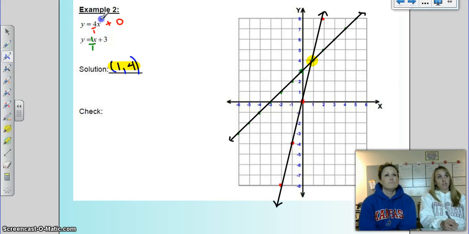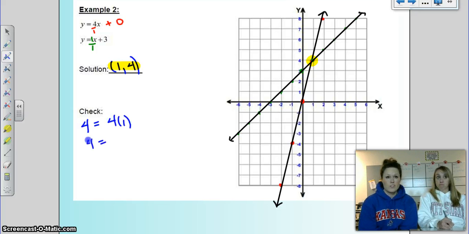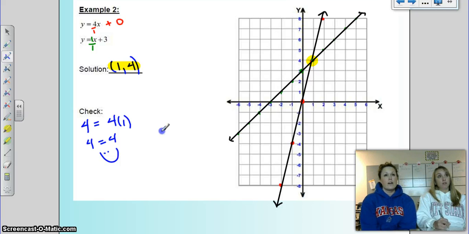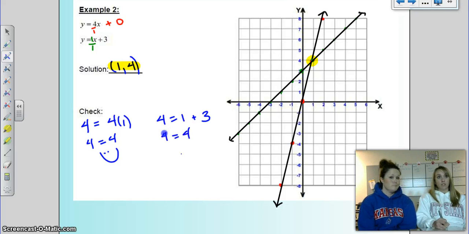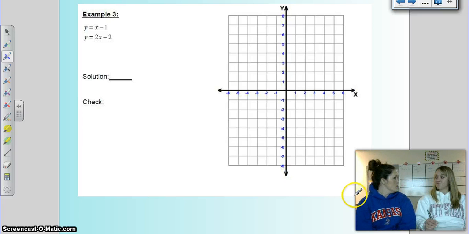So here, to check this one, you would say 4 equals 4 times 1. Well, 4 is 4. There you go. Next one would be 4 equals 1 plus 3. Well, that one was easy. Awesome. Done. Okay, another example.